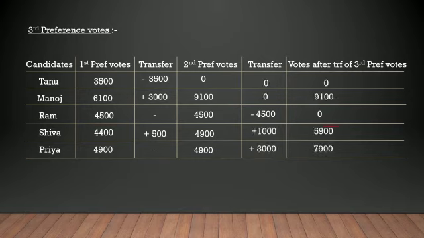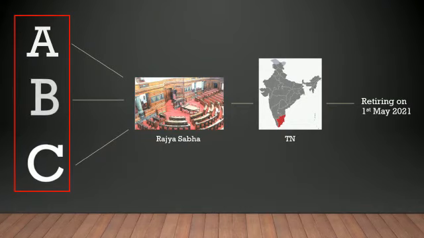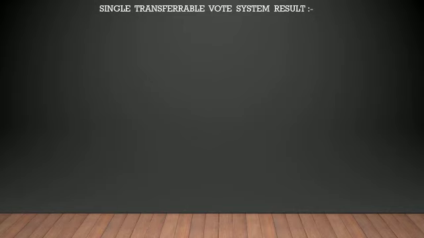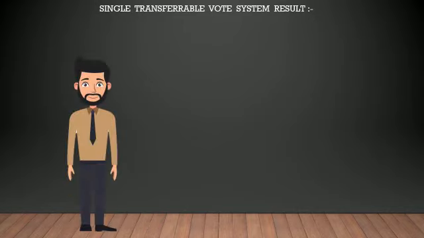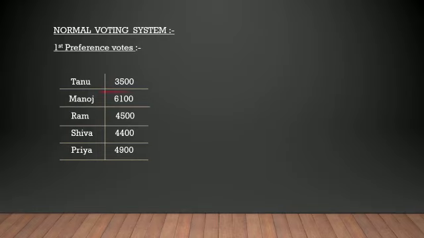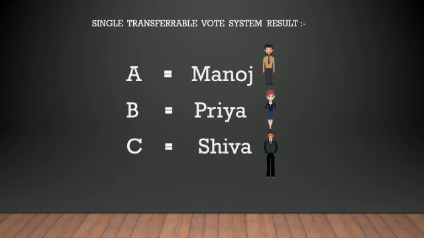After the transfer to third preference, Shiva and Priya have reached the quota and so they will fill the second and third seat that is vacant. Therefore, the three members of Rajya Sabha who will fill the vacancy are Manoj, Shiva and Priya. If the normal voting system was chosen, then Manoj, Ram and Priya would have filled the seats, as they have secured the first three highest number of votes. But in this system, the results are different.